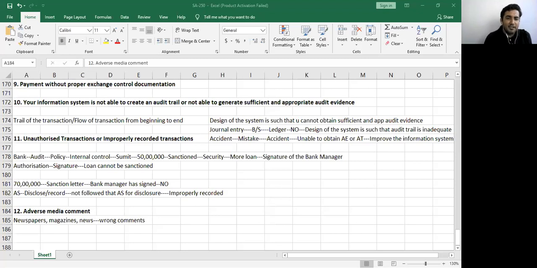Then you will perform audit procedures accordingly. What will you do when you perform audit procedures? Say for example, understand this carefully. What will happen in this case? Suppose you find that there are more mistakes. So Sami, my question to you is, if you feel that there are more mistakes, will you check more or less?